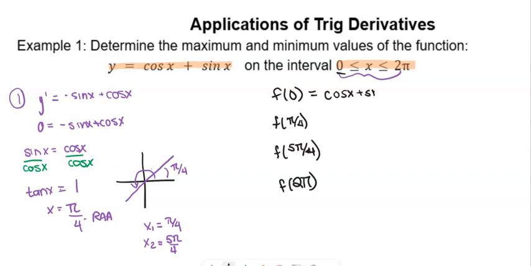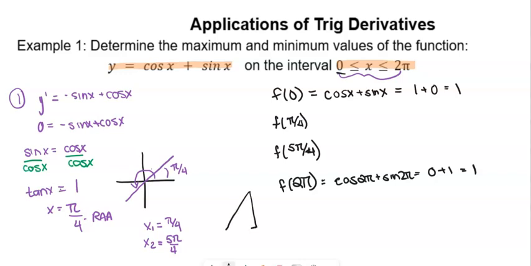Okay, so cos x plus sin x, when x is 0, it's going to give me a 1 and a 0, which is going to give me 1. And let's do this one too. Cos of 2 pi plus sine of 2 pi gives me a 0 and a 1, so it also gives me a 1. Pi over 4, so I'm using my triangles here. Sine of pi over 4 and cos of pi over 4 are 1 over root 2 plus 1 over root 2. That's 2 over root 2.